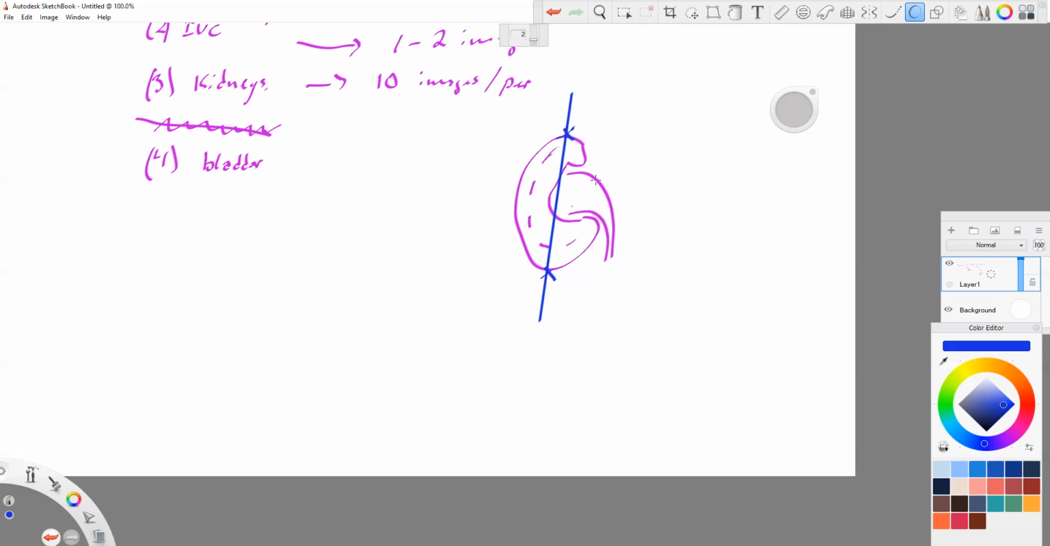And then image number 2, and you don't have to do it this way. Image number 2 is going to be right about here in transverse. So first a sagittal, then a transverse, and then of course on that one, we need to draw what the kidney looks like in transverse.